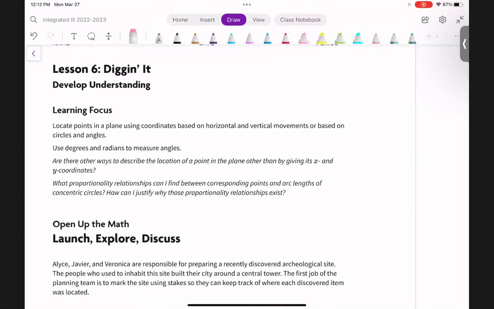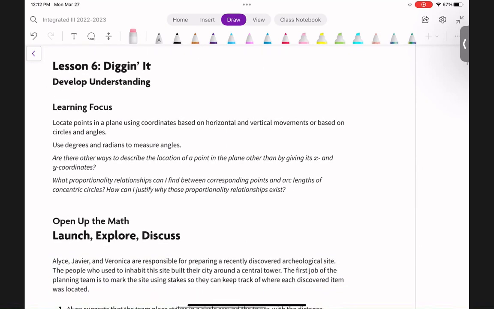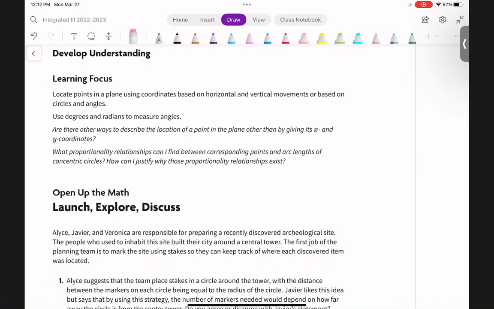Okay, so we're going to be starting this lesson called Digging It, which is 6.6. And it says, by today, you'll be able to locate points in a plane using coordinates based on horizontal and vertical movements or based on circles and angles, and then use degrees and radians to measure angles.